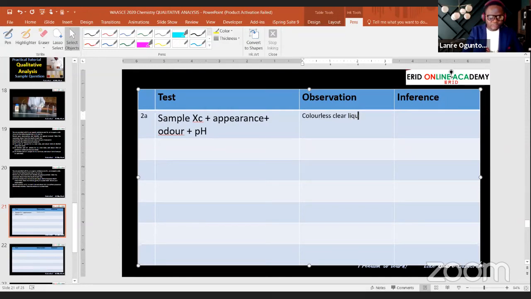Liquid. Good. That is appearance. So what else were we asked to do apart from appearance? The odor. Okay, the odor. How do you think alcohol smells? Okay, so odor. The liquid has a spirit smell, like methylated spirit. Okay, so what else can we say?